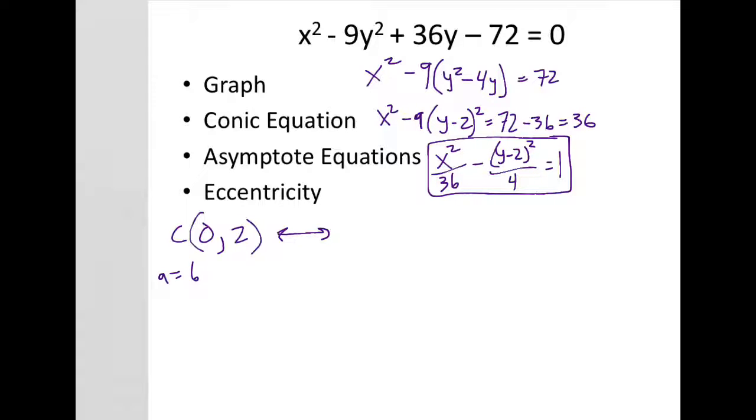We know that since the x stuff is positive, this will be opening up horizontally, which tells us that A is 6 and B is 2, which then allows us to find C, which is going to be the square root of A squared plus B squared. So let's say 36 plus 4. So C is going to be the square root of 40.